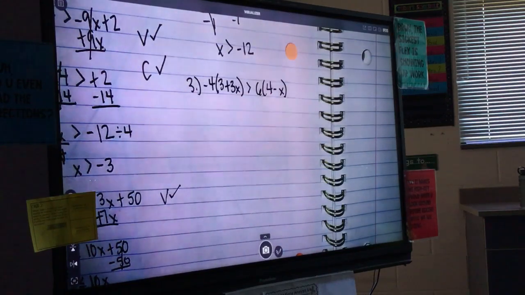We're at negative 12. Did you divide by a negative? Gonna make this 6.